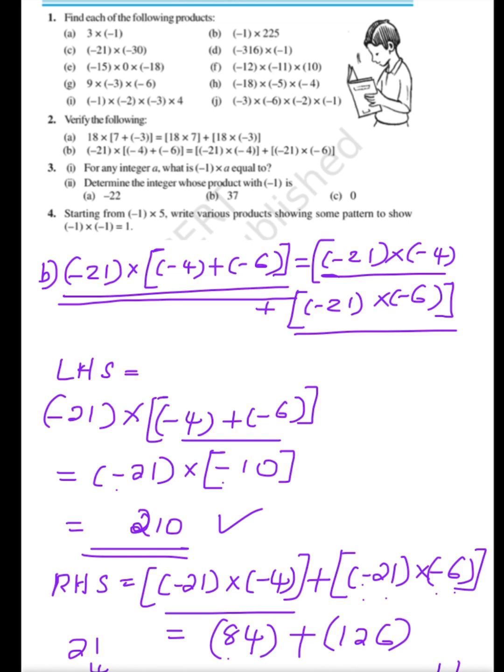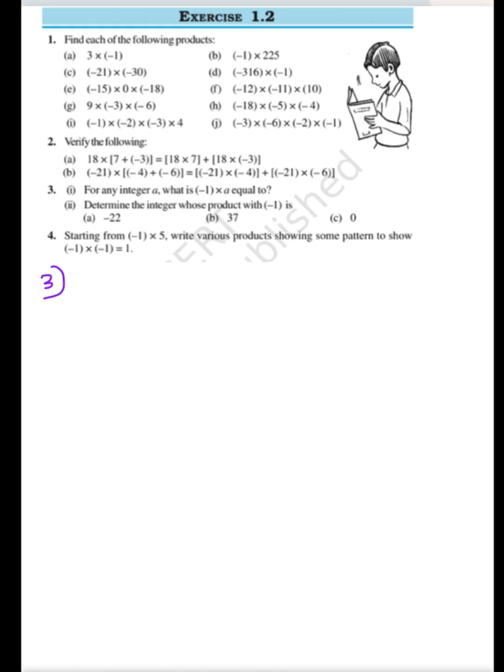Now let's see the third question. For any integer a, what is minus 1 into a equal to? Okay, for any integer a, what is minus 1 into a? What is minus 1 into a equal to? You know that minus 1 into a will be equal to minus a. That is 1 into a is a, and since 1 minus sign is here, you can put that minus sign there. So answer will be minus a.